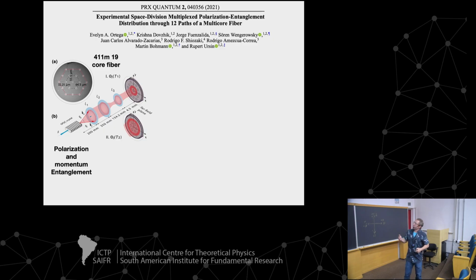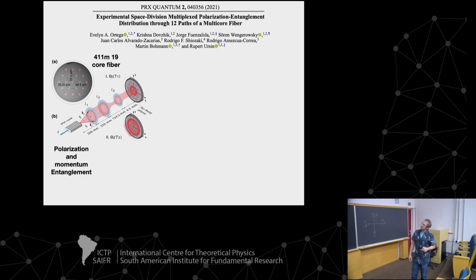So the other experiment I wanted to mention to you is this one here. This is a little bit different. The idea here is they used the multi-core fiber to distribute polarization entanglement. So this is actually a 19-core fiber. It was actually 411 meters long.